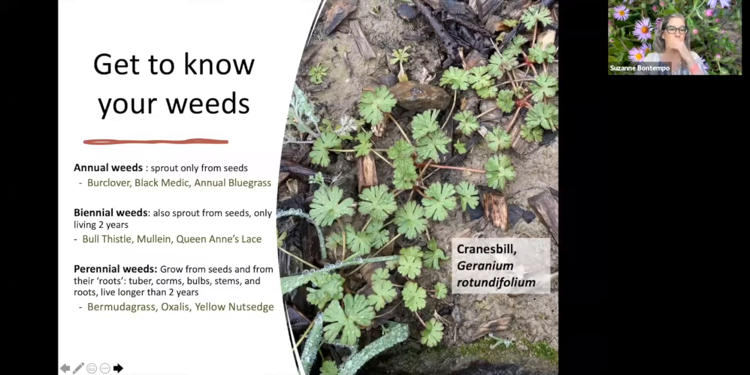And then another category for weeds are going to be perennials. These are going to actually have a life cycle that's 2 years or longer, and they can grow from reseeding themselves and or from their root systems. And root systems can be tubers, corms, bulbs, pieces of stems, and traditional roots.